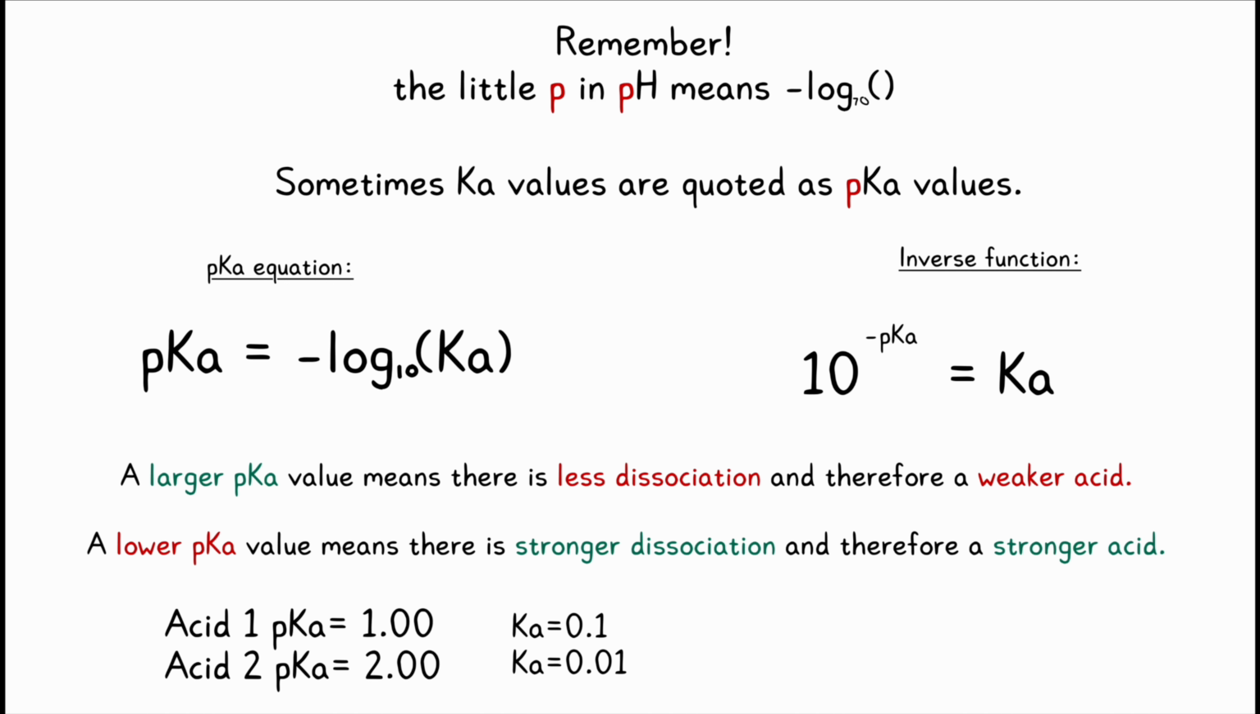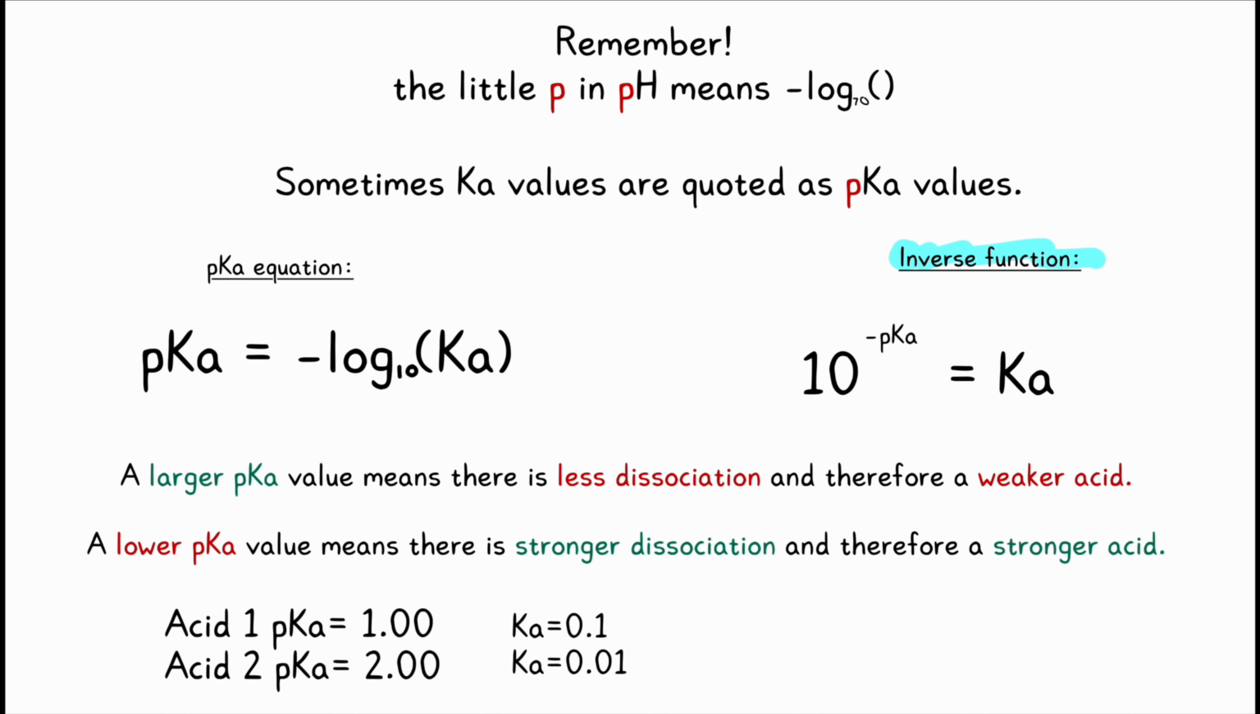And if you need to revert it back to Ka, all you have to do is the inverse function. And that's 10 to the power of minus pKa. Very similar to how you would do the inverse function to find the hydrogen ion concentration when you got the pH, which was 10 to the power of minus pH.